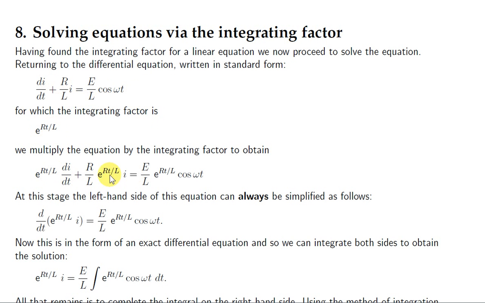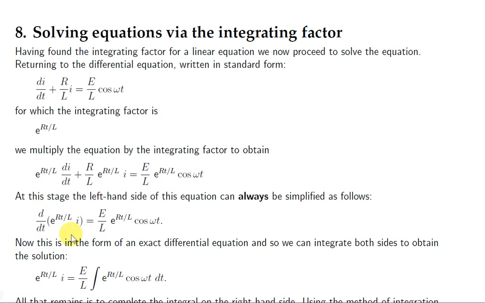So now the left hand side should be writable as the derivative of a product of functions with respect to time. And as we saw in the previous video, the functions in the product are the function in front of this derivative, e to the Rt over L, and the dependent variable, which is I. So the left hand side is the derivative of the integrating factor multiplied by the dependent variable. That's always the case. So we could have just gone straight from here down to here, just put the integrating factor times I, differentiated with respect to time, and then multiply the integrating factor by the right hand side.